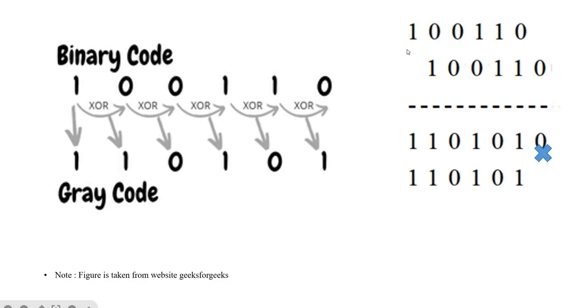Now here, suppose I have taken the same number 1000110. What we have to do? We have to rotate right by 1 bit.